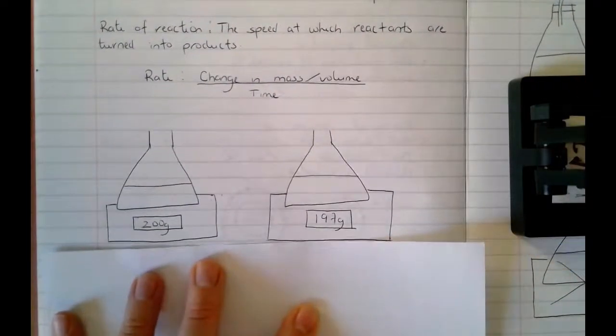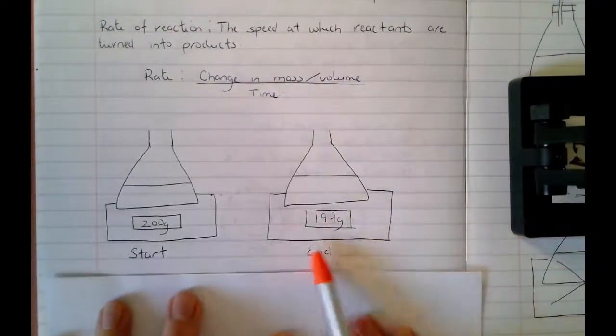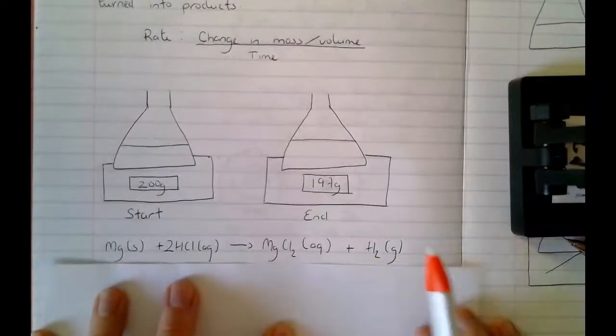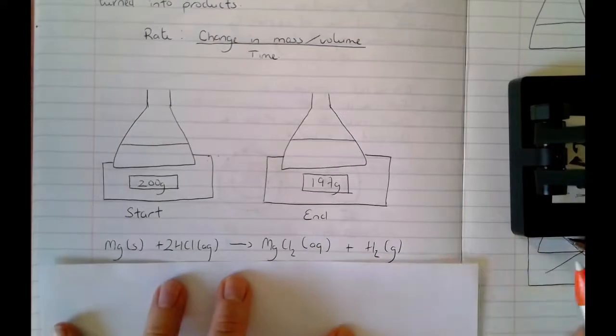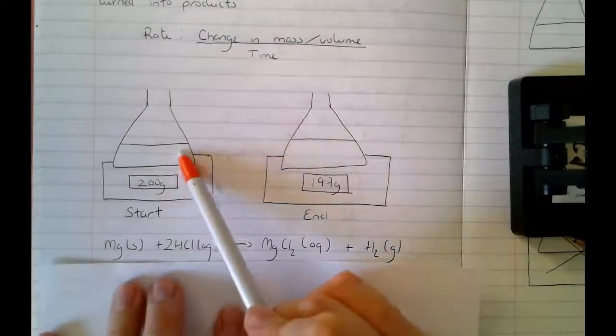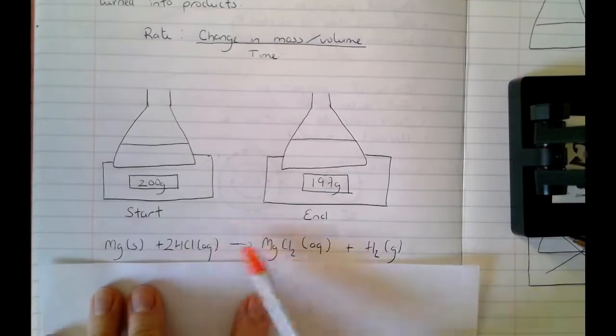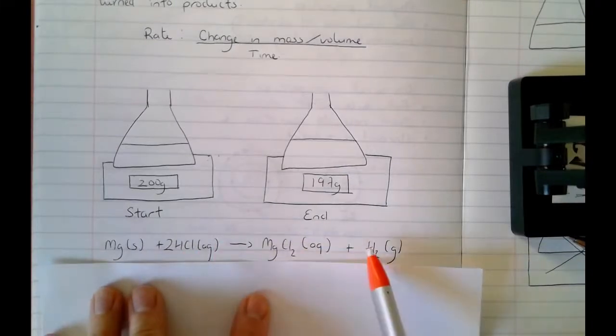I have drawn a picture here to represent the apparatus that you might use. Okay, so I've got a chemical reaction. It's the same one I had above. I'm reacting magnesium and hydrochloric acid, and I'm forming magnesium chloride and hydrogen gas.